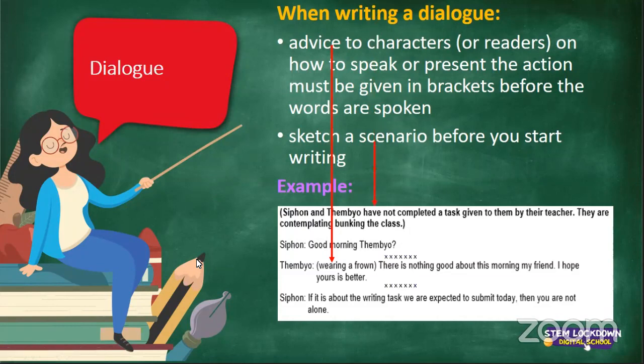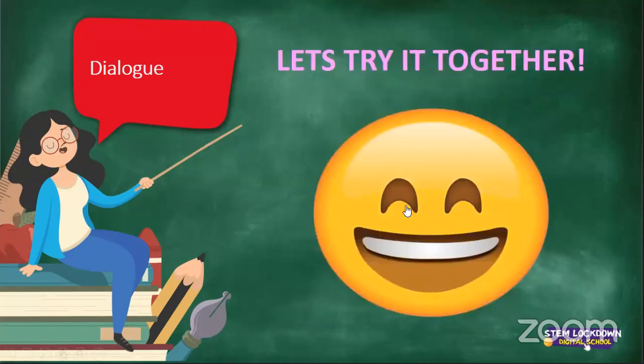And the last one: sketch a scenario before you start writing. This is the most important. Before you write your dialogue, before you say, Bob, hi, Gina, how are you? I need to know, or you need to sketch out, what exactly is going on between Bob and Gina. This will direct your dialogue. Let's try it together because it can be a bit tricky.